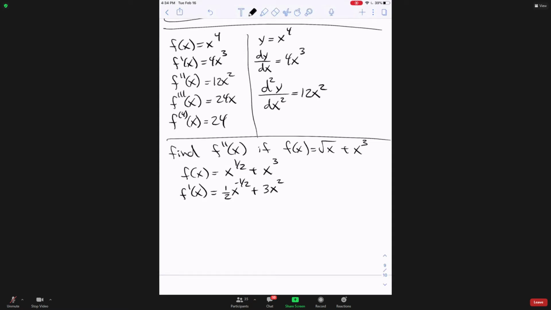Now I'm not going to rewrite it because I'm going to take the derivative again so I can know what the second derivative is. So negative 1/2 times 1/2 is negative 1/4 times x to the, subtract 1 from the exponent, negative 1/2 minus 1 is negative 3/2. Plus, the derivative of 3x squared is 6x. All right.